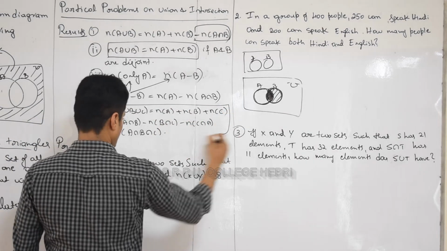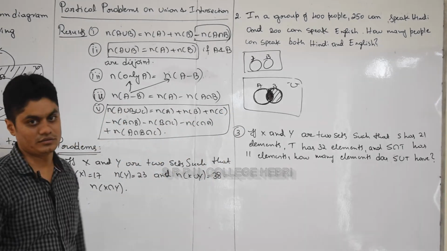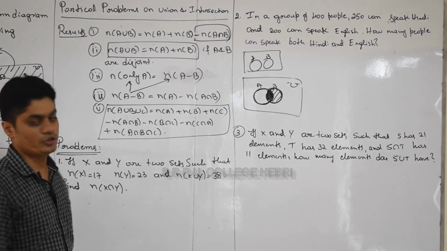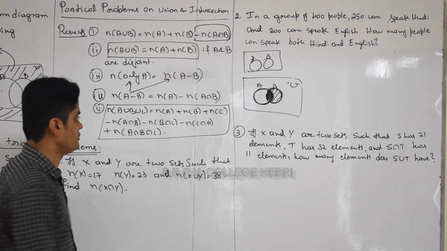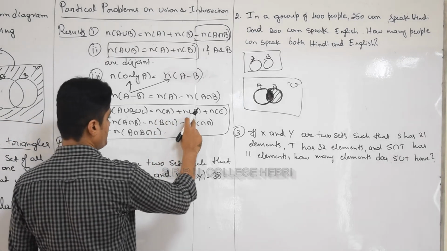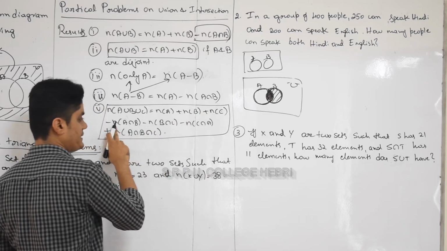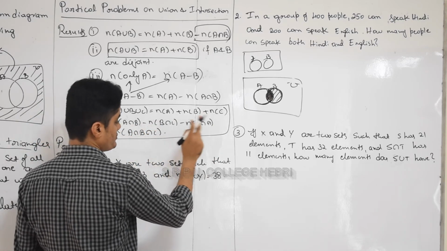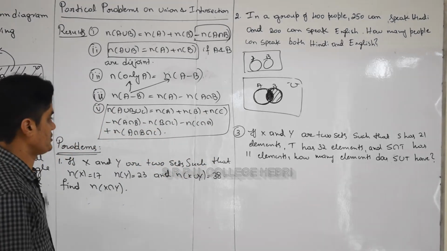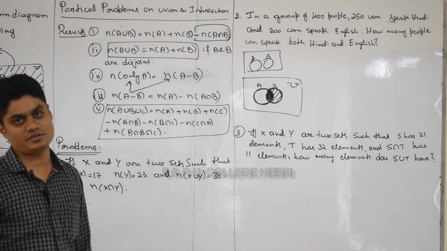It's a big formula. When there are three sets in a given problem, and if you want to find out A union B union C, then you can find out like this: n of A plus n of B plus n of C minus n of A intersection B minus n of B intersection C minus n of C intersection A plus n of A intersection B intersection C.